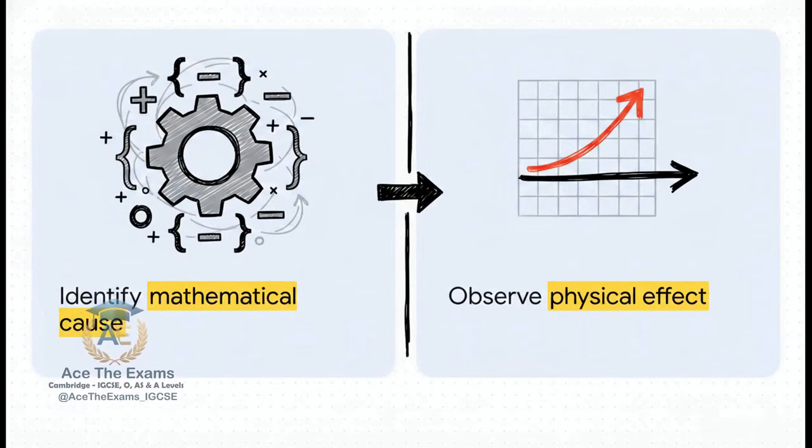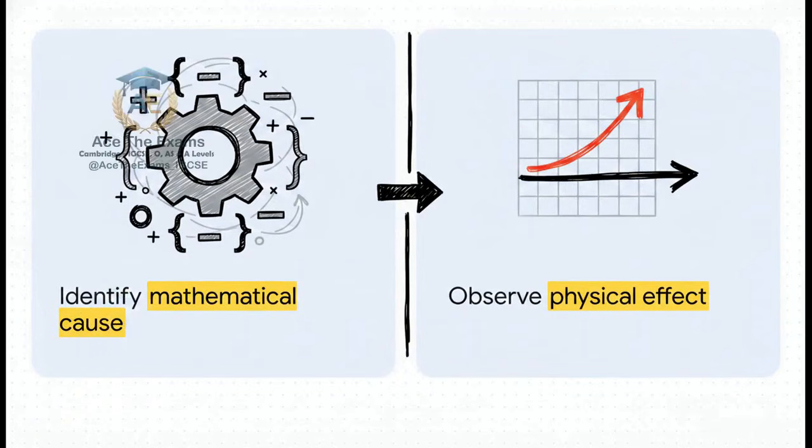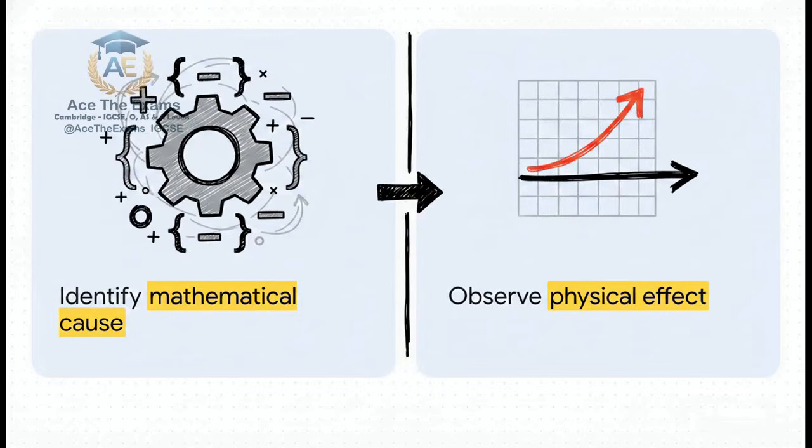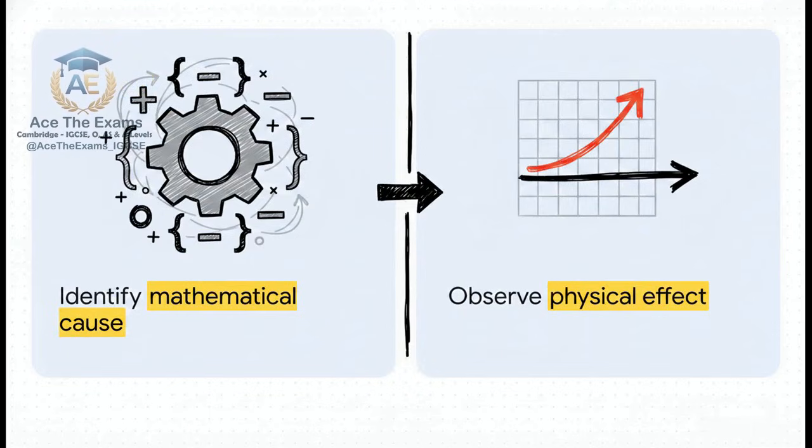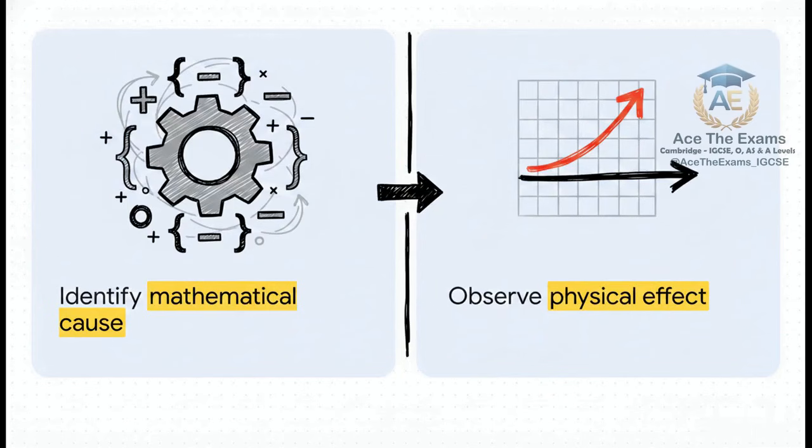Notice the distinct separation here. The cause is the precise algebraic manipulation, for example, adding a constant a inside the bracket. The effect is the geometric consequence, which is the graph translating horizontally. Examiners report that students frequently mix these up in written explanations, stating that a physical translation somehow caused the equation to change, rather than the mathematical operation causing the physical shift. You need to keep your logic flowing perfectly from the mathematical cause down to the visual effect.